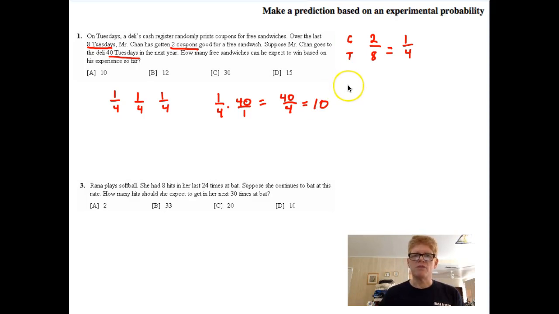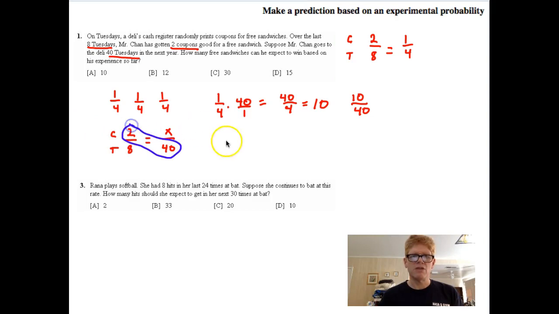So how many free sandwiches would he expect to win? That would be 10 out of, if you will, 10 out of 40. We could also do that with a proportion. We could set that up as 2 over 8, which is his probability. 2 coupons every 8 Tuesdays. Well, if he has 40 Tuesdays that he goes, how many times could he expect to get a coupon? We can multiply these together. That would give us 80. We would divide by the remaining 8, and that would give us, once again, 10, which is A.